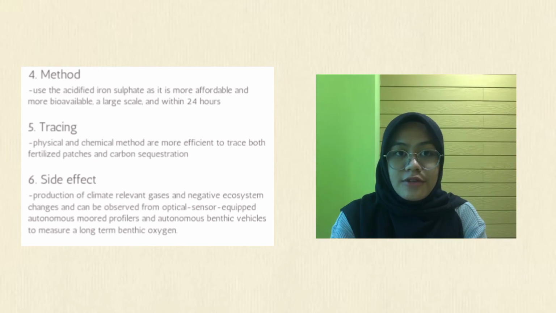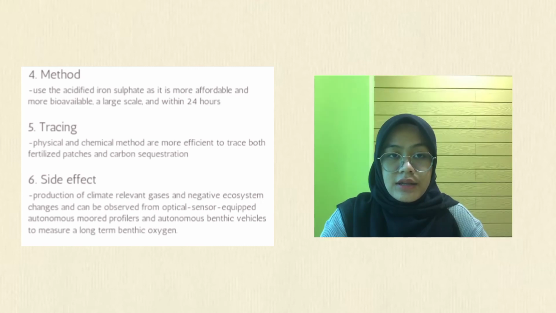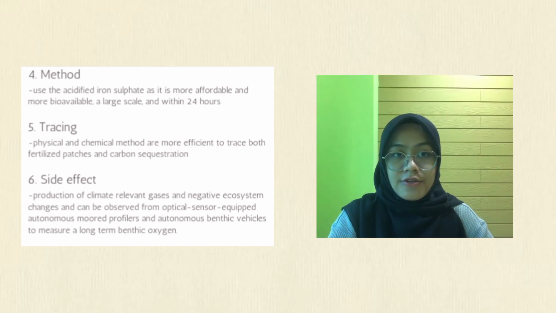An autonomous observation platform is also needed, as we want to use it to observe the risks of OIF after the experiment is terminated, and multiple iron infusions are needed to reduce iron limitation. For the tracing method, future OIF needs carbon sequestration and patch detection for a successful experiment. The application of physical and chemical tracing is efficient for tracing the patches and the carbon sequestration.